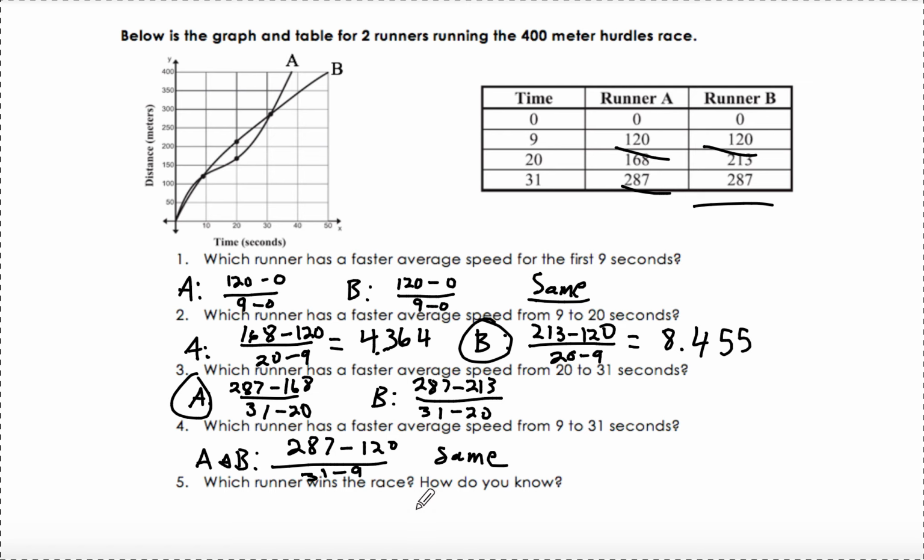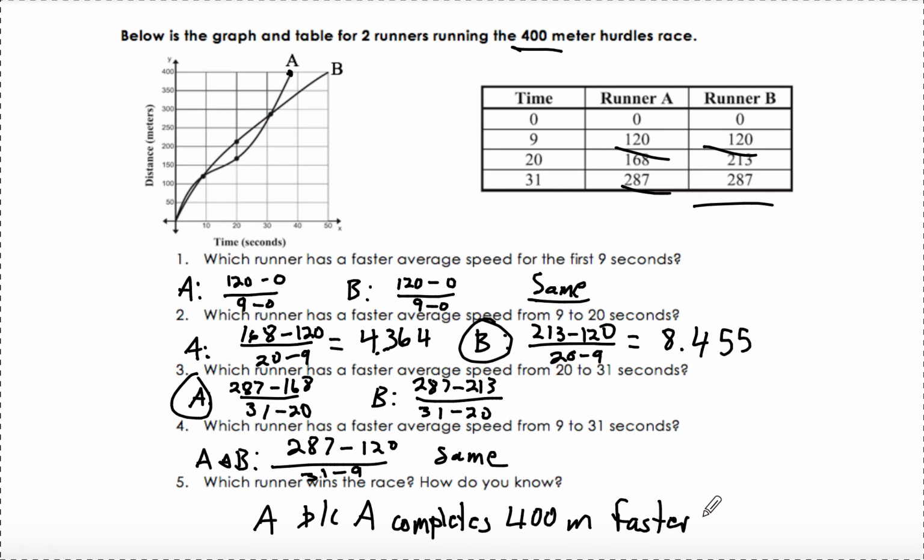And which runner wins the race? Now we've got to be careful. It is a 400-meter race, so this doesn't help us out. We have to look at our graph. Runner A wins the race, because A completes 400 meters faster than B. And that we have to get from the graph up here.